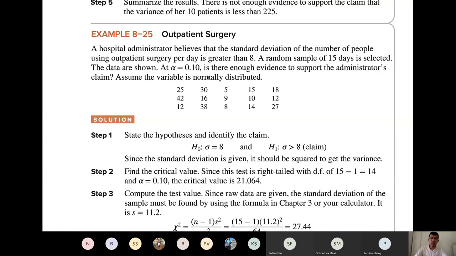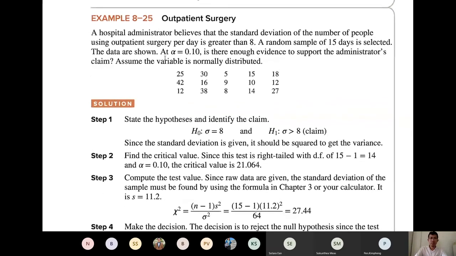It's about outpatient surgery. A hospital administrator believes that the standard deviation of the number of people using outpatient surgery per day is greater than 8. A random sample of 15 days is selected and the data is shown. Number of people using outpatient surgery.